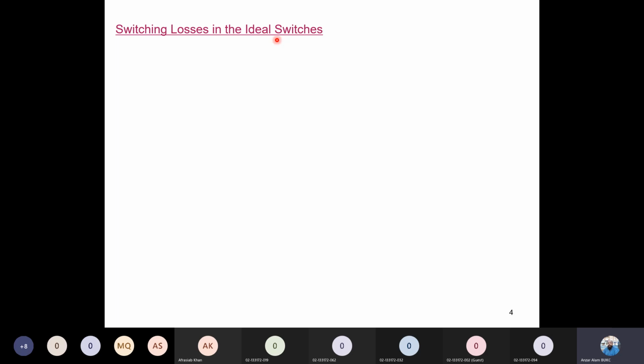Switching losses: I again describe the switching losses for the ideal switch. I don't know why I want to explain more and more, because it takes more time to prepare the lectures. But maybe if I want to teach you switching losses in practical switches, first you should know the switching losses in the ideal switch. It's good to have this stuff first.